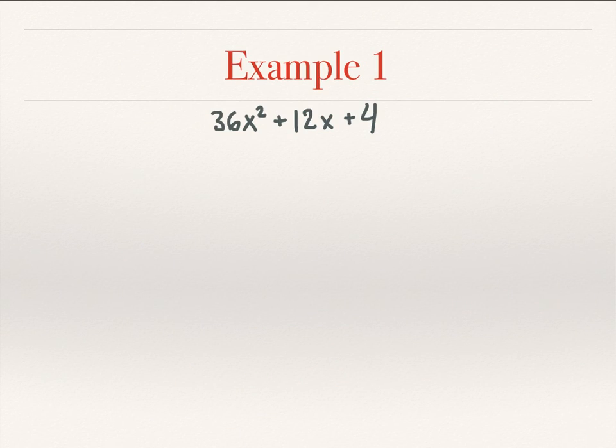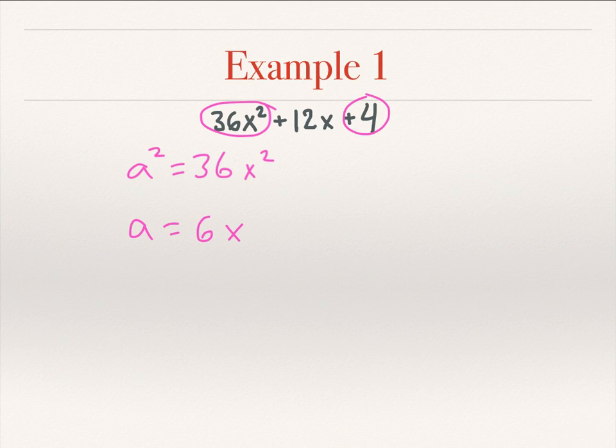All right, our next example. So we see 36x squared is a perfect square, and 4 is a perfect square. So we can use our formula. Our first term is our a, so a squared is equal to 36x squared. What do you think our a is? Awesome, 6x. Our a is always going to have an x in it, since a squared always has the x squared. And 36 is a perfect square because 6 times 6 gives us 36. So we get 6x.